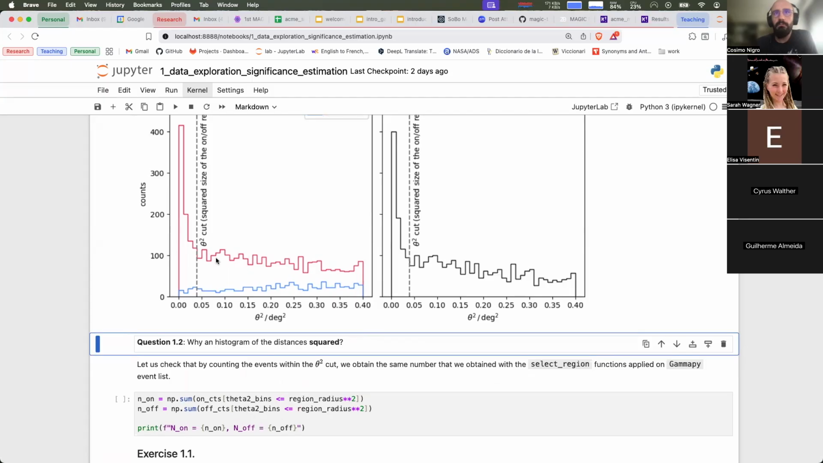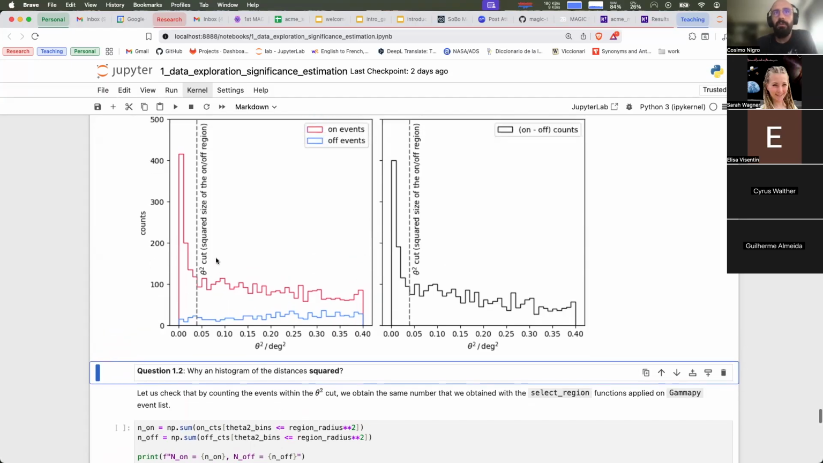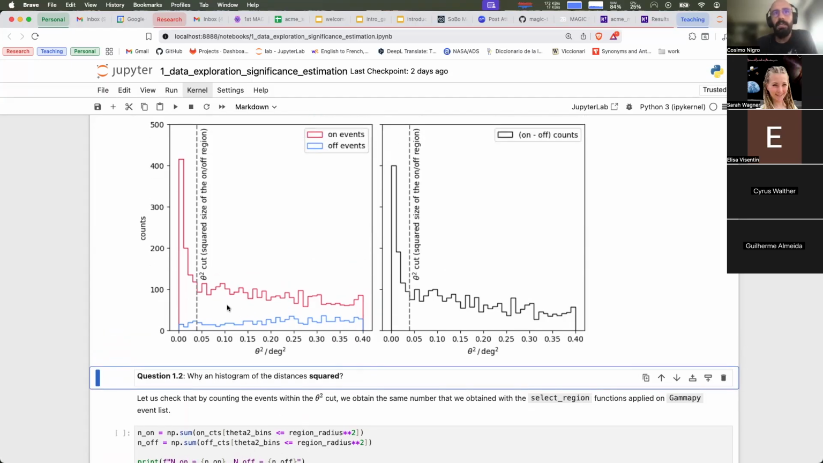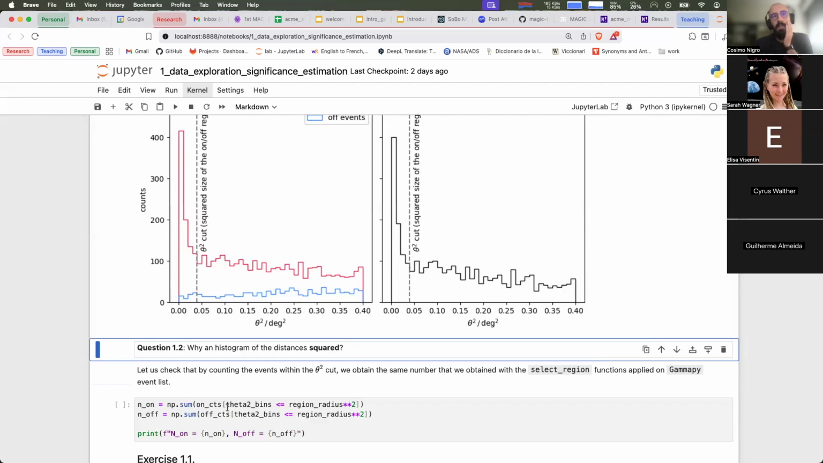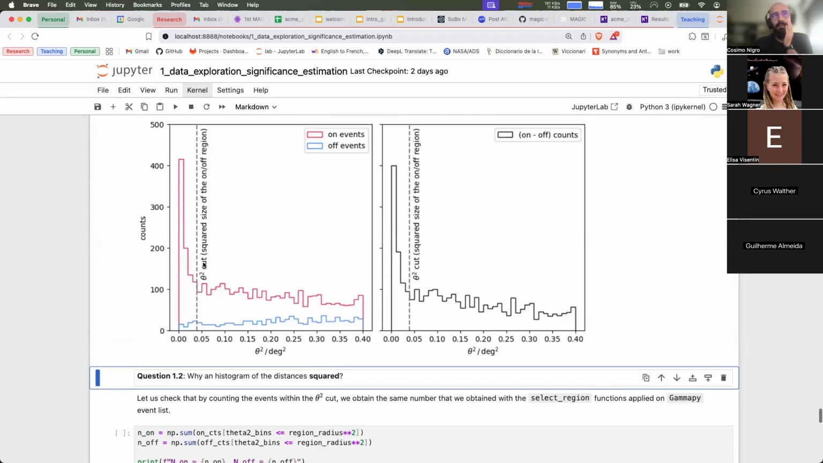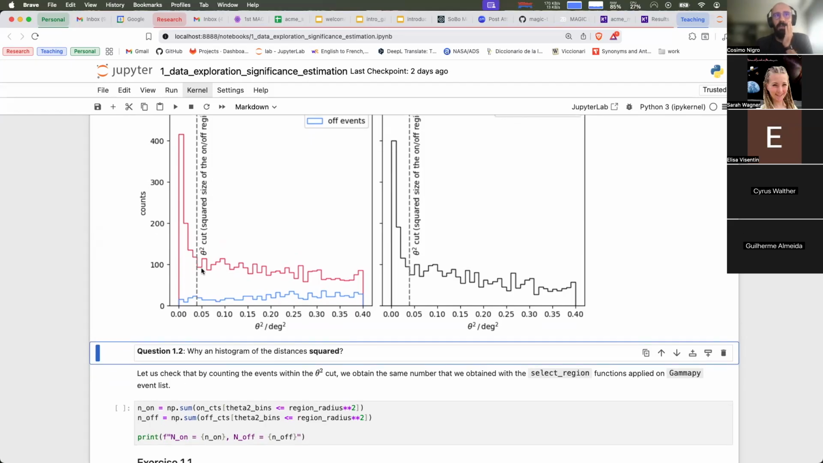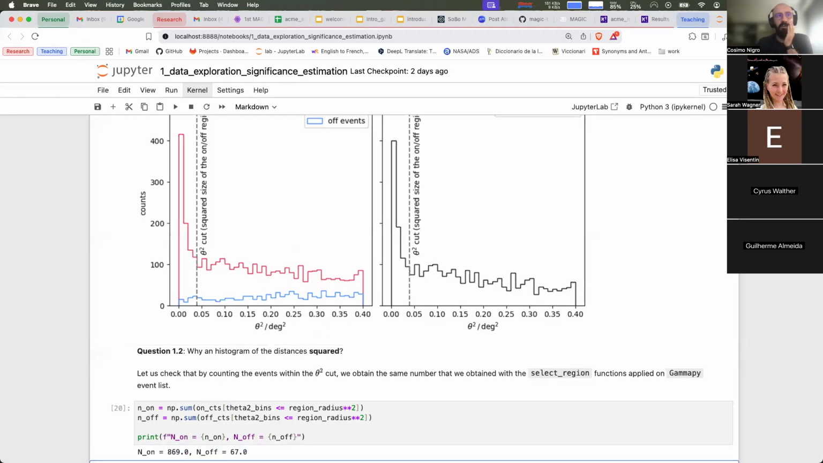Okay, so all clear so far? So, a different way of representing it. You are representing it basically in one dimension, putting the two coordinates together, considering the distance squared, instead of representing it on a map. And that's what we typically do to claim detection. We use this theta square method. Just to make a cross check, let's check that the counts that fall within this theta square cut, which is the size of the on region, and the counts that fall within the same cut for the off histogram are the same that we obtained before.